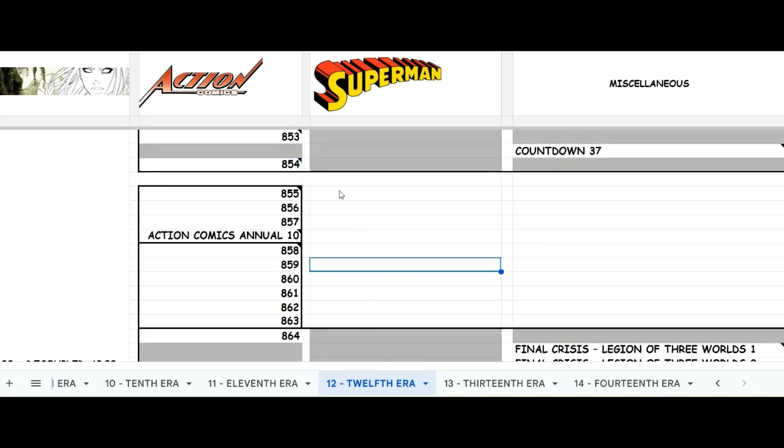The next arc we have is called Escape from Bizarro World. Weirdly enough, in a lot of Last Son collected editions, they include this 4-issue arc, which is annoying and stupid. I think that's mainly because Action Comics Annual 10 is part of the Escape from Bizarro World arc, and because I've got some Last Son tie-ins, it all gets collected together. Anyway, there we are. This is issue 855, 856, 857, and Action Comics Annual 10.